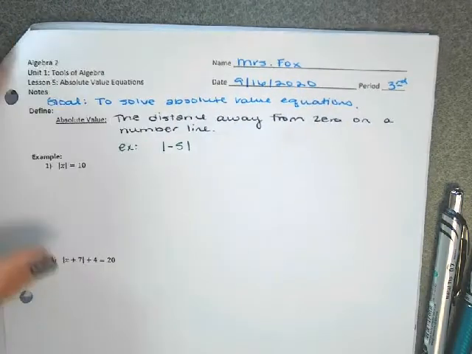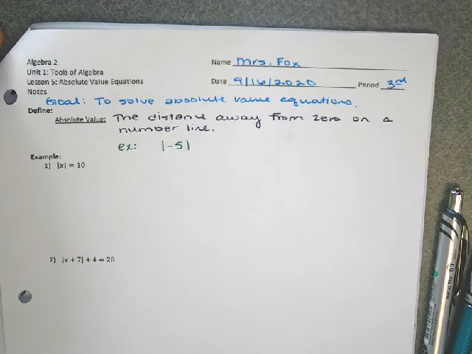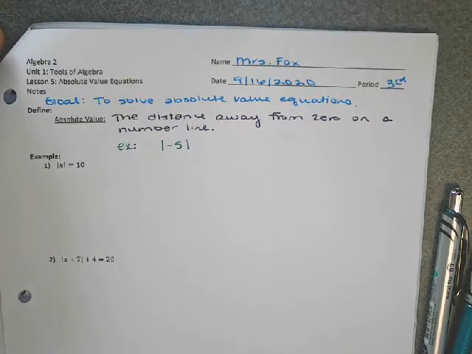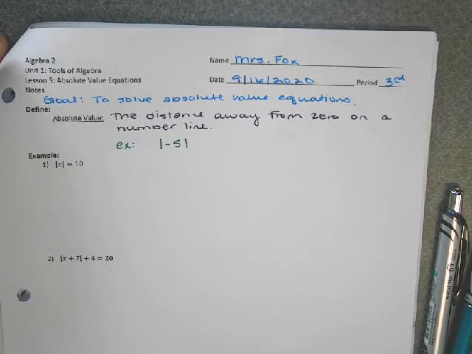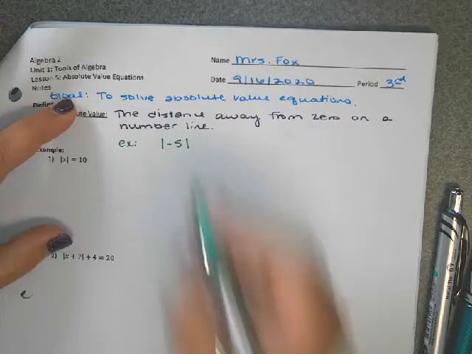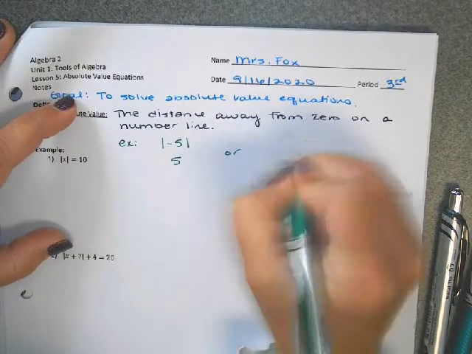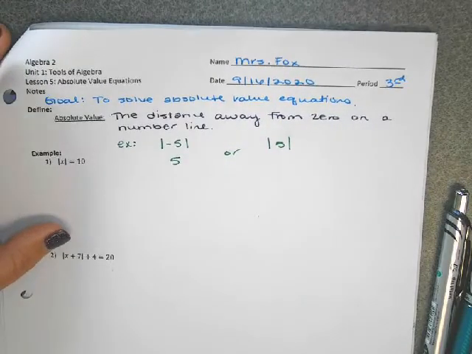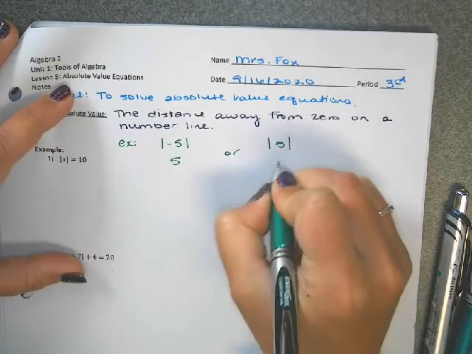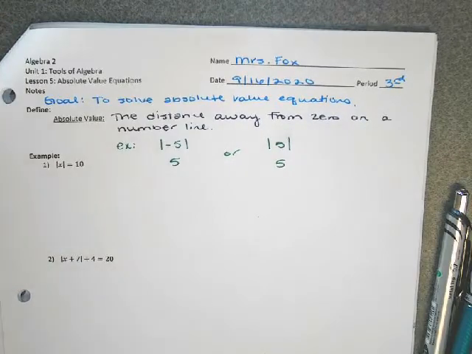So if I asked you to evaluate the absolute value of -5, how far away is -5 from 0 on a number line? 5 away. So it's 5. Or what is the absolute value of +5? Also 5 away. So both of those answers are going to be 5.